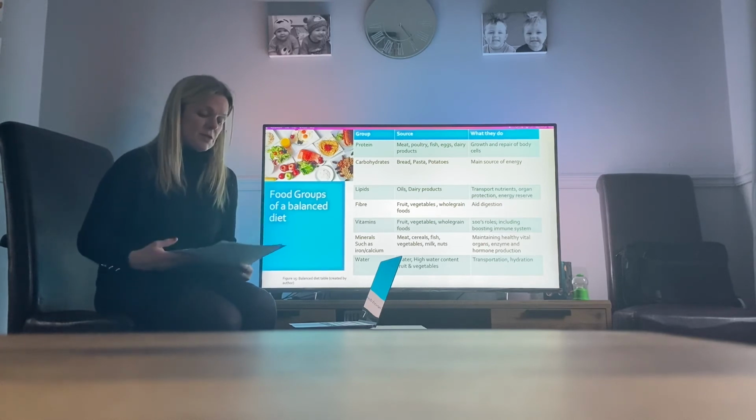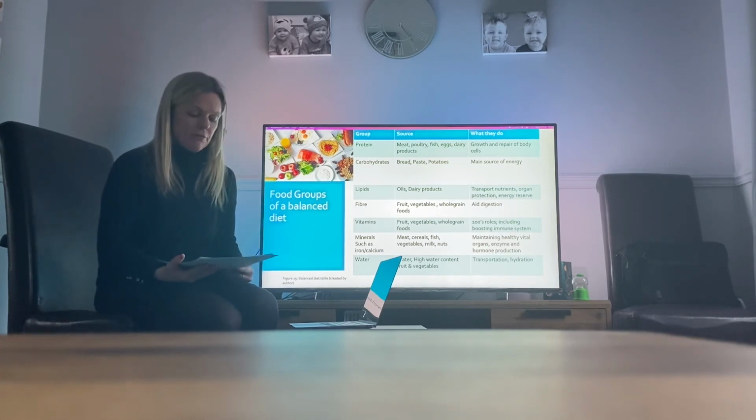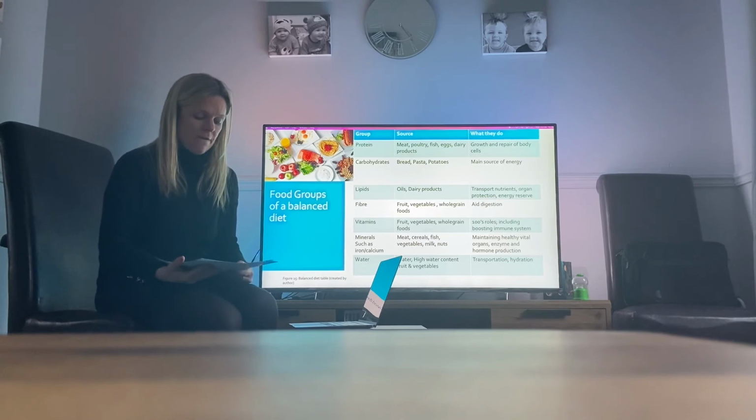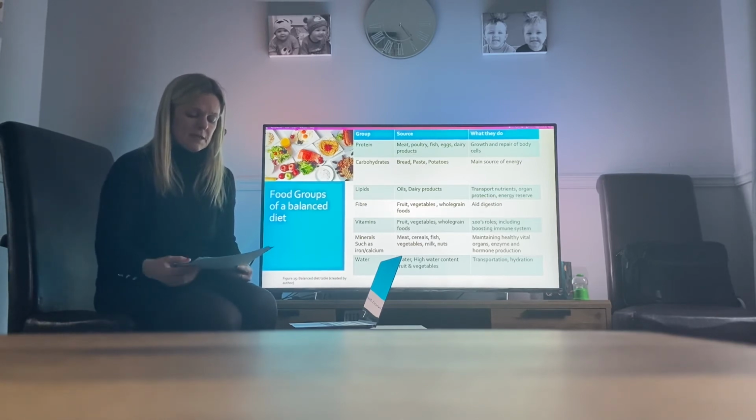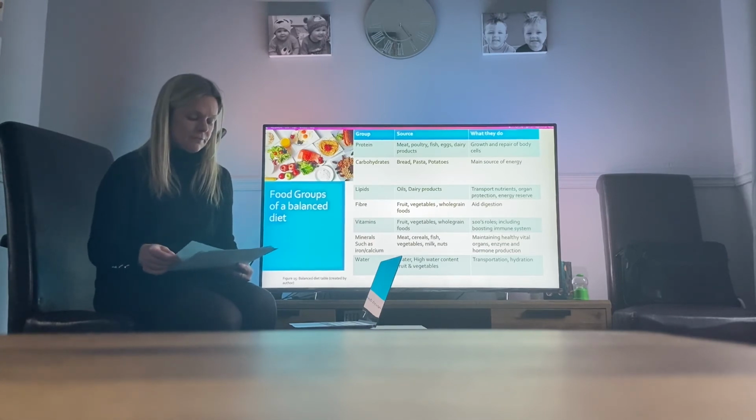Next, minerals such as iron and calcium, to name a few, are found in meat, cereals, fish, vegetables, milk and nuts, and are vital for maintaining healthy organs and also for enzyme and hormone production.